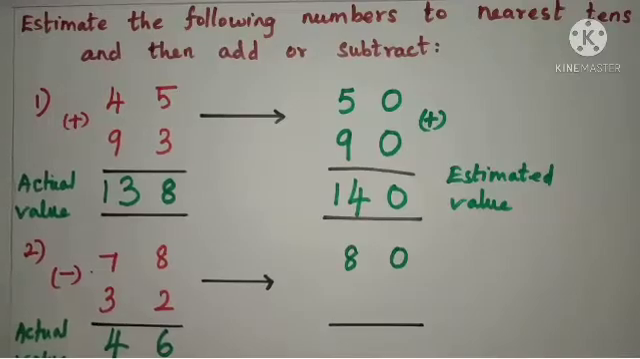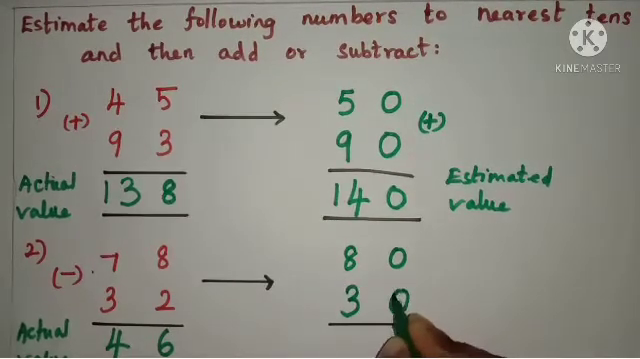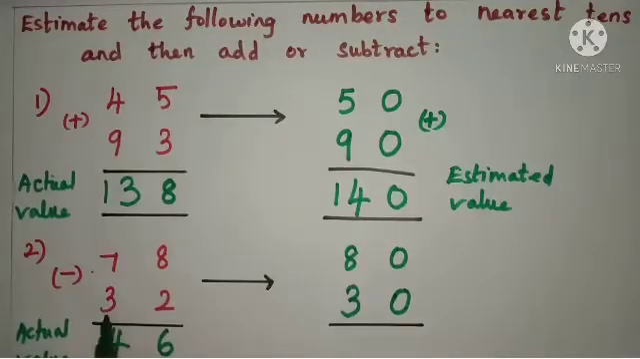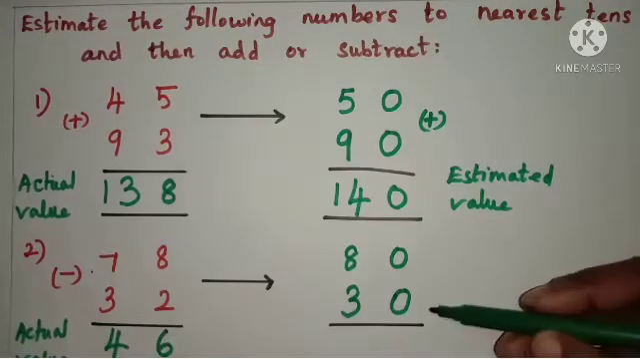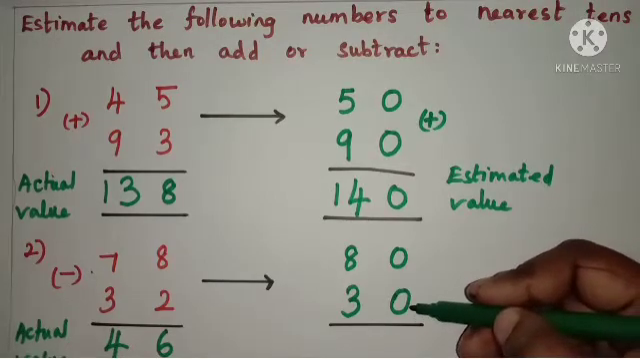And 32. What about the unit digit? Here it is 2, which is less than 5. So 32 is rounded to tens. It becomes 30. That is, keep the tens place digit as it is and put the unit digit value as 0. 32 becomes 30. Now 80 and 30 are estimated values.